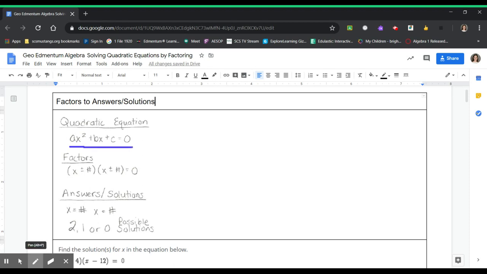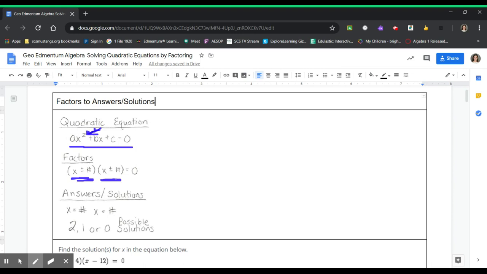They could shuffle some things around in the problem, but basically a good way to know if you have a quadratic is if the largest exponent is 2, okay? And then a friendly reminder that factors are two binomials or two-term expressions that are set in parentheses and being multiplied, set equal to 0.